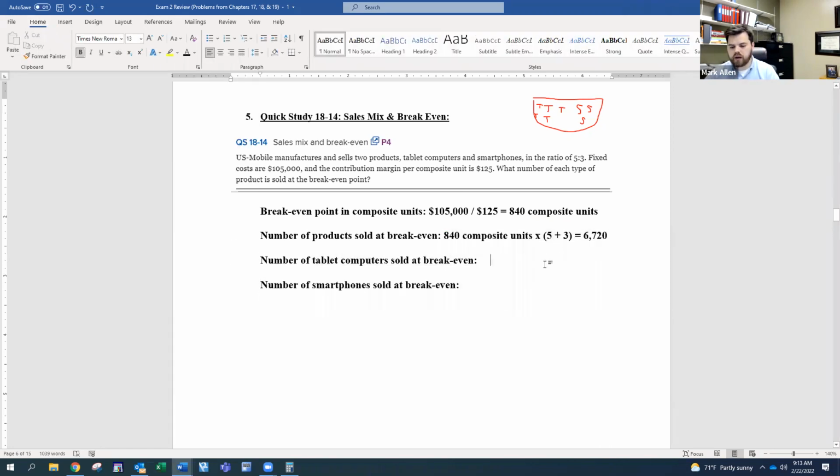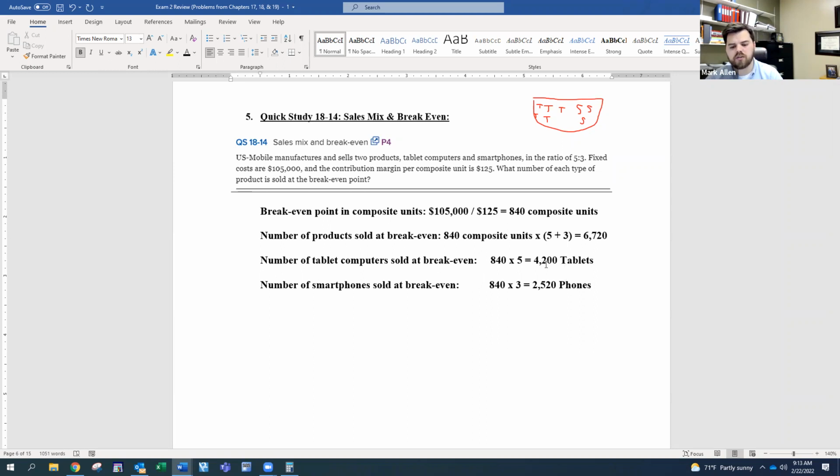So what we need to do now is take that 840 times 5 for my tablets, which comes out to be 4,200 tablets. And we'll do the same thing for the smartphones. Our 840 composite units times, but in this case, only 3 smartphones, which comes out to be 2,520 phones. 2,520 phones, 4,200 tablets.